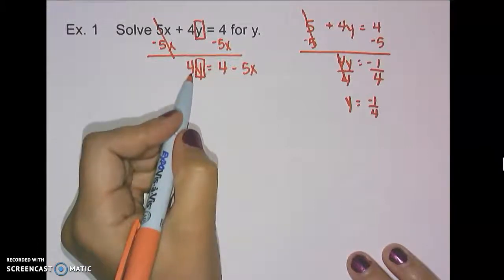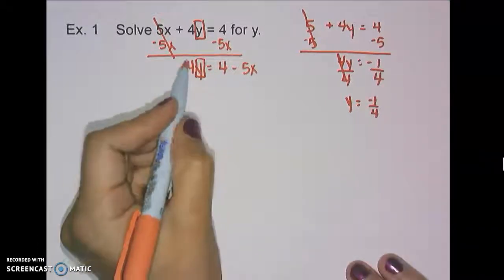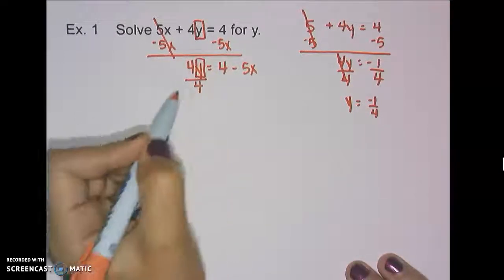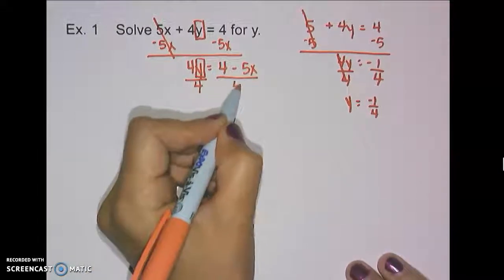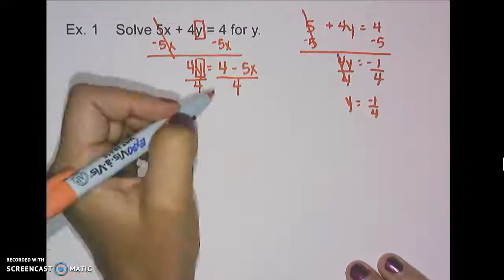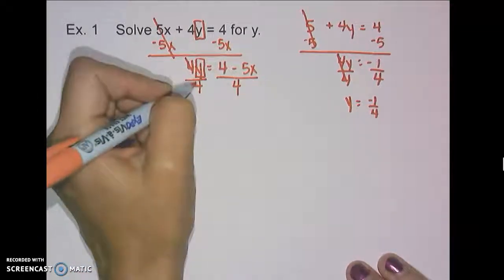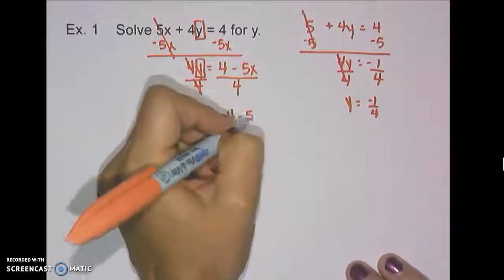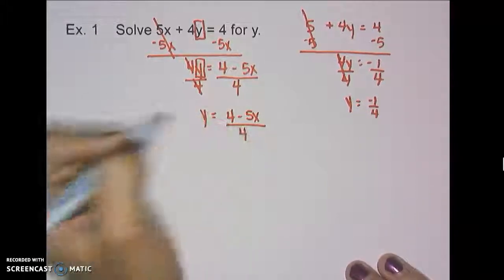Same steps are going to happen over here. It's just going to look a little different. 4 times y, to get rid of that, we're going to divide by 4. We're going to divide this entire right-hand side by 4. So 4, 4, those go away. y equals 4 minus 5x over 4.